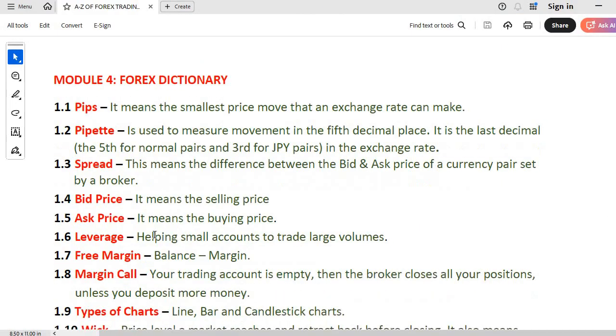Understand? Now we have what is called leverage. What do you mean by leverage? Leverage just means, as the English word implies, leverage. And let's assume, how will I say it now? Leverage just means assistance.